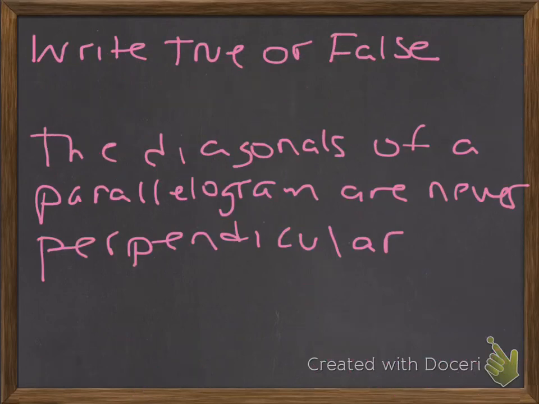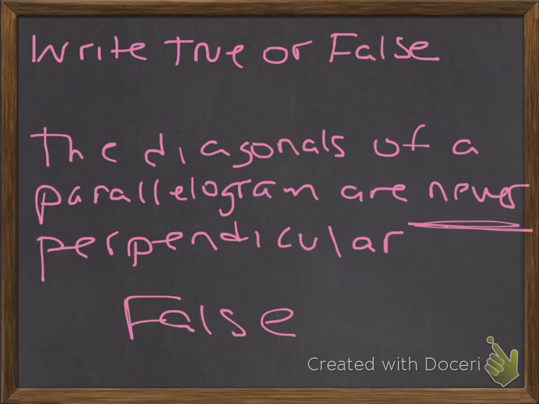The next 3 we're going to write true or false. So if we think about diagonals of a parallelogram, it says they're never perpendicular, but think about a parallelogram. A parallelogram has opposite pairs of sides that are equal, and that also can describe a rectangle. So if you have a rectangle where all the sides are also the same, then your diagonals are going to be perpendicular. So sometimes they can be. Since it says never, I'm going to say this is false, because sometimes they can.